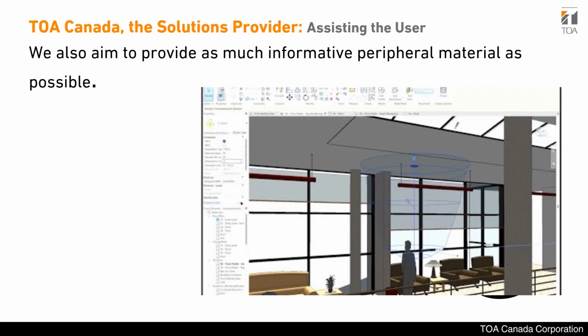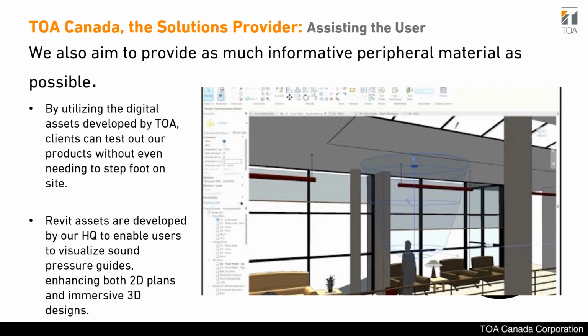We also aim to provide as much informative peripheral materials as possible. Utilizing the design assets developed by TOA, clients can test out our products without even needing to step foot on site. Revit assets are developed by our HQ to enable users to visualize sound pressure guides, enhancing both 2D plans and immersive 3D designs, as shown in the video.